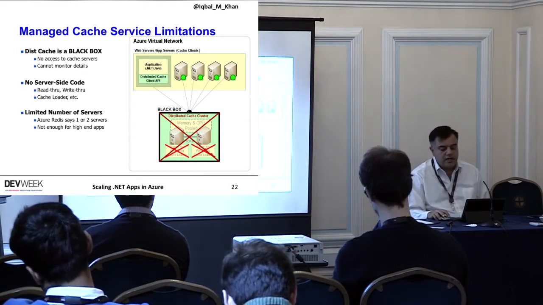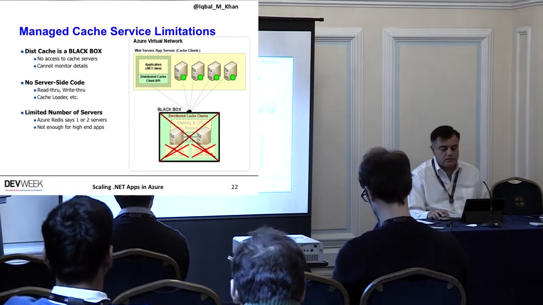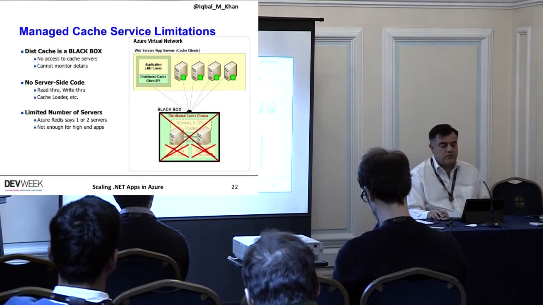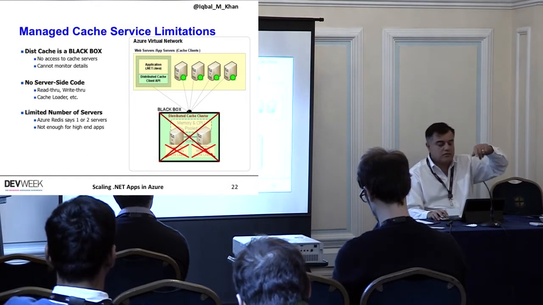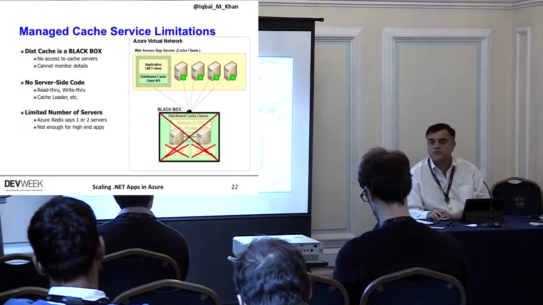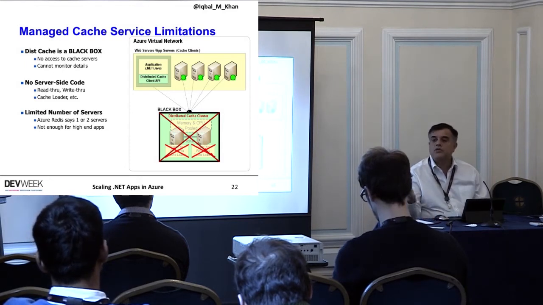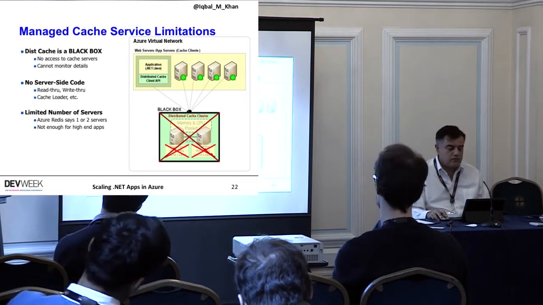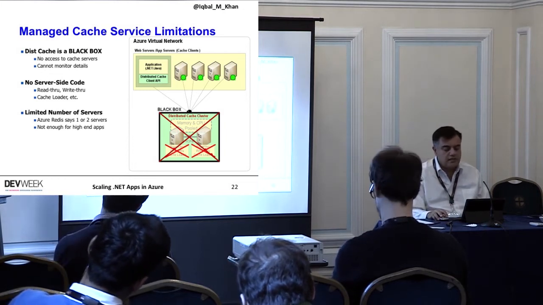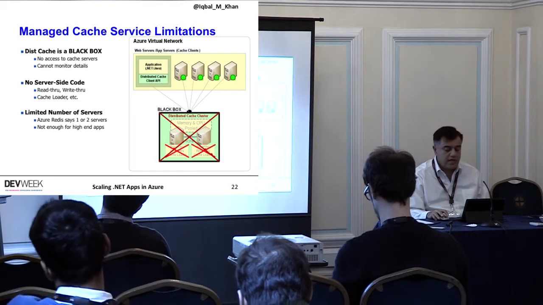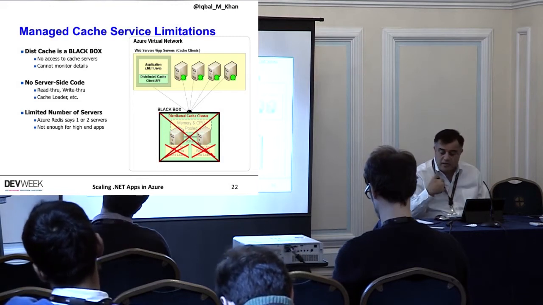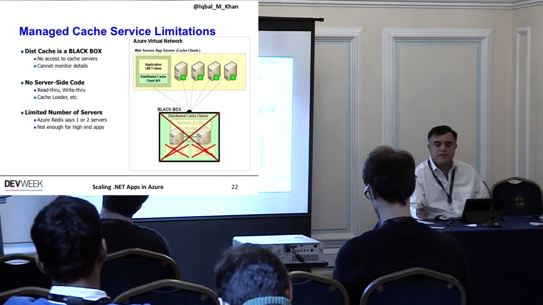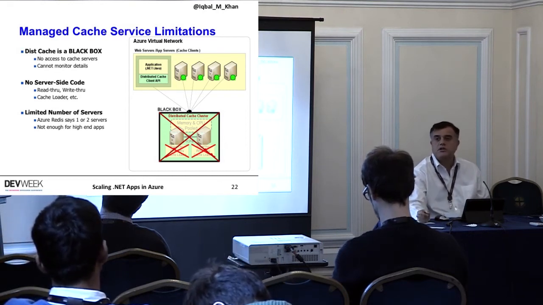And most of these have a limited number of servers. So, for example, with Azure Redis, their default is either 1 or 2 servers. What if you want 4 or 5 servers? So the flexibility is not there as much. And so my recommendation is to deploy a distributed cache on a virtual machine.